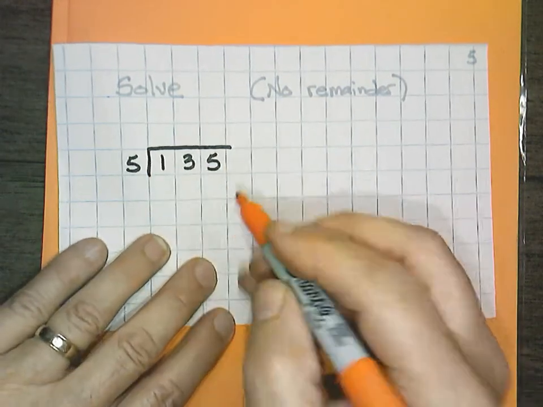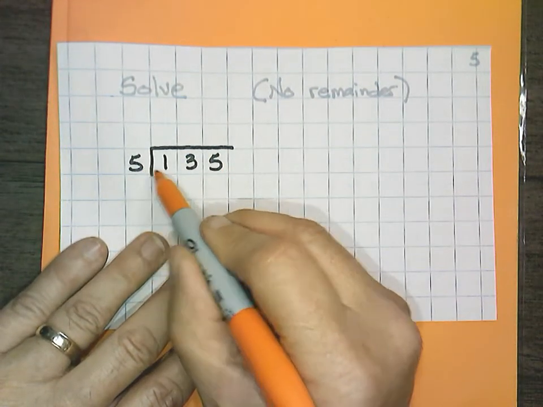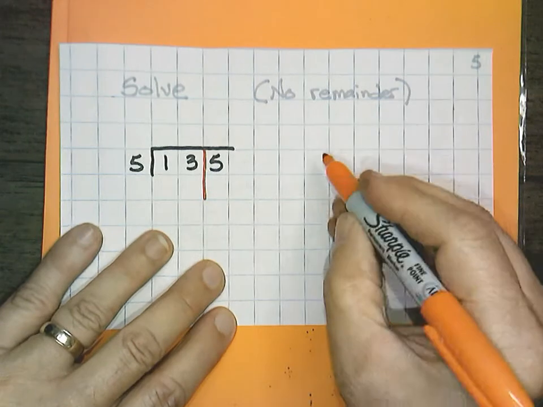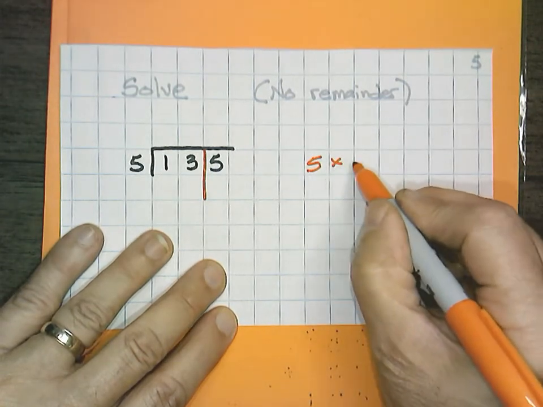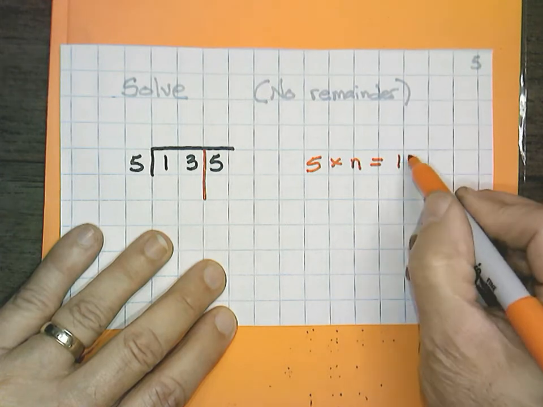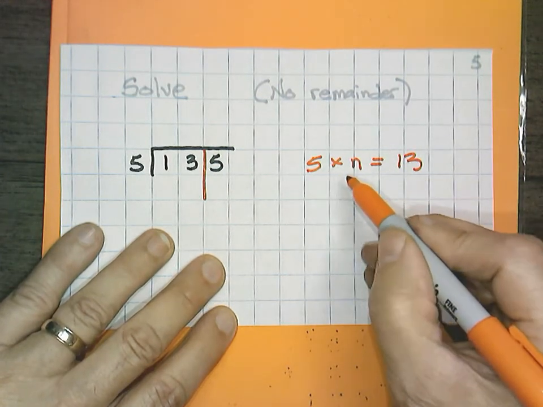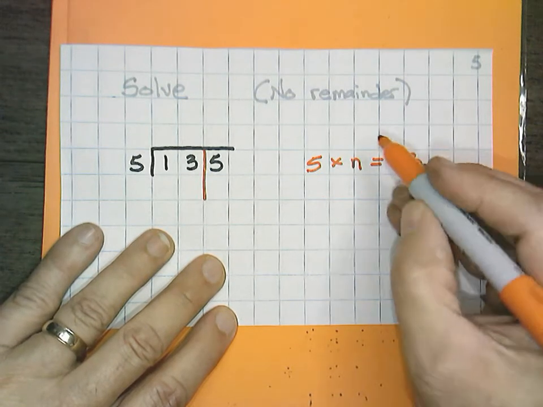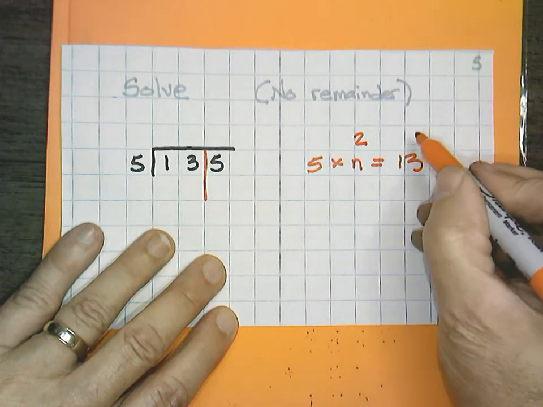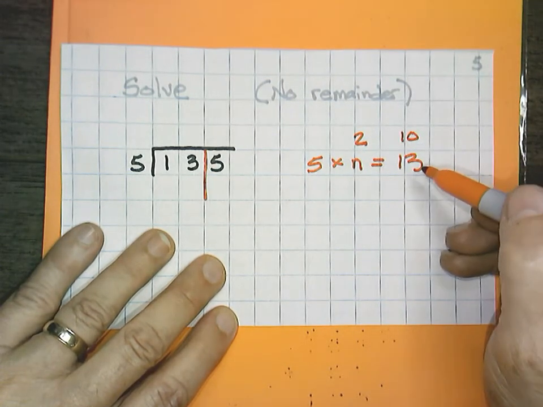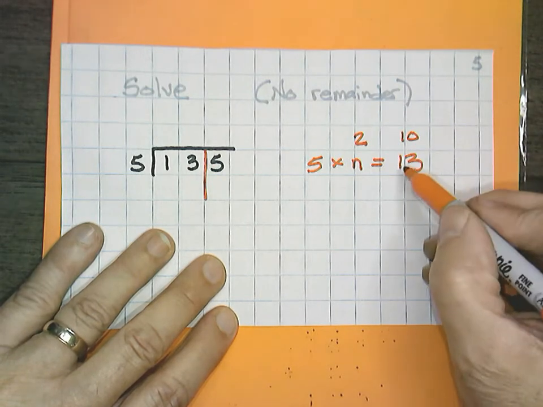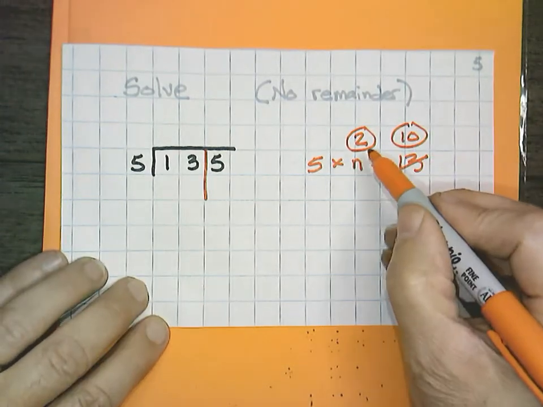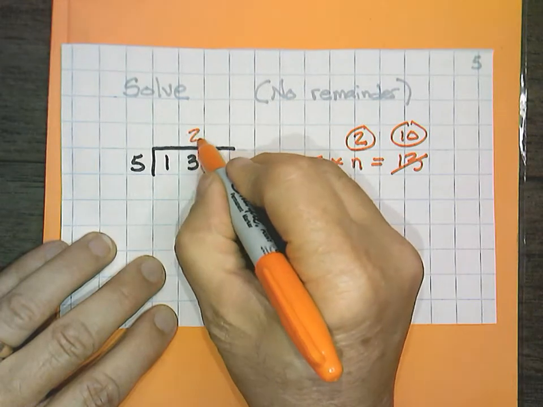135 divided by 5. I know that 5 does not go into 1, but I know it will go into 13. So I'm going to draw that line just as a reminder that we're working with the 13. We're going to go 5 times n is equal to 13. Well, we know that 5 times any number will not equal 13. But I do know that 5 times 2 equals 10, which is as close as we can get to 13 without going over. So it's not 13. It's going to be 10, but that's okay. We're going to use both numbers. The 2 goes on top, and the 10.